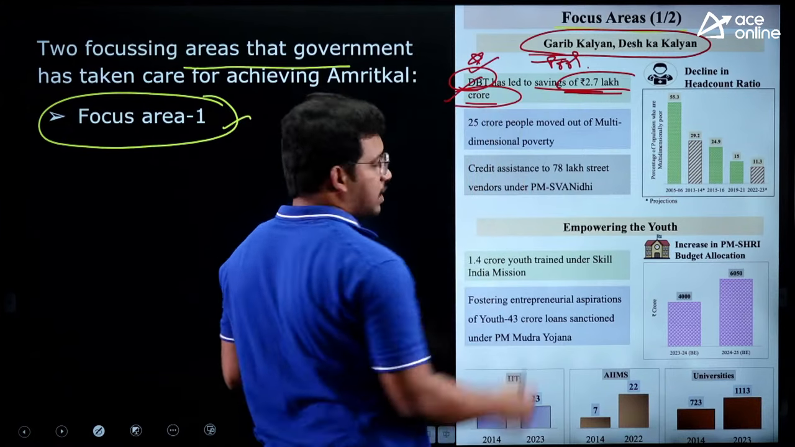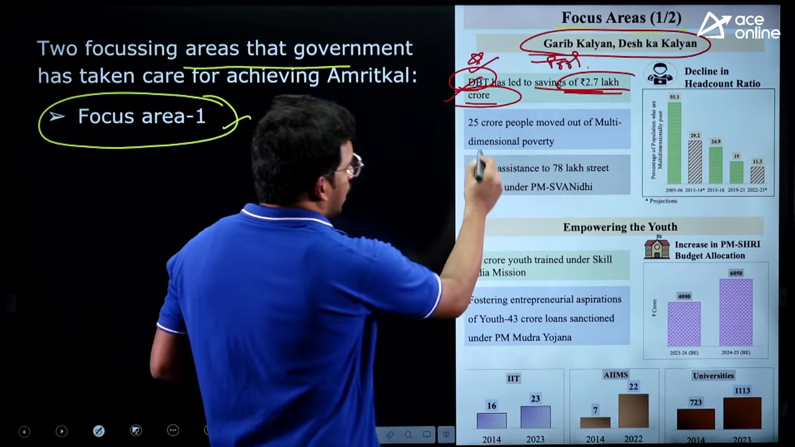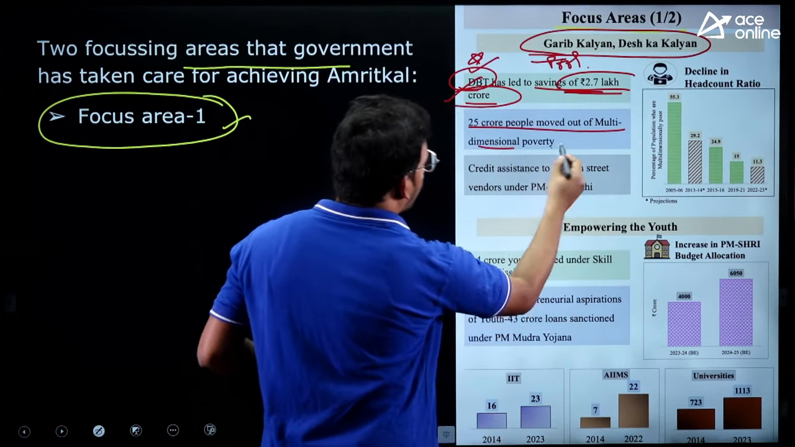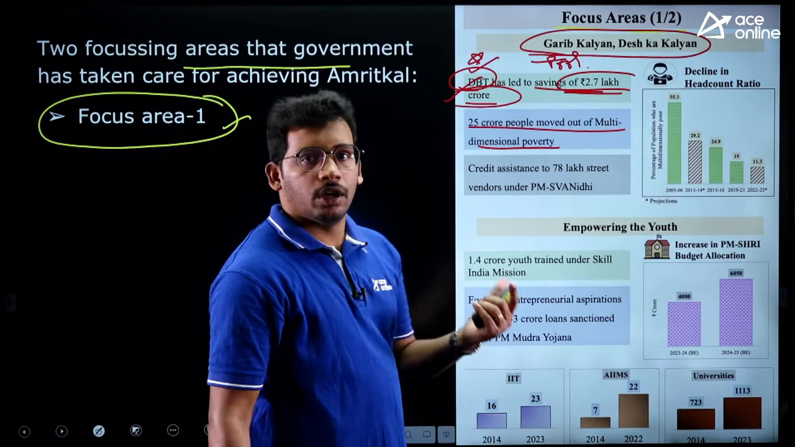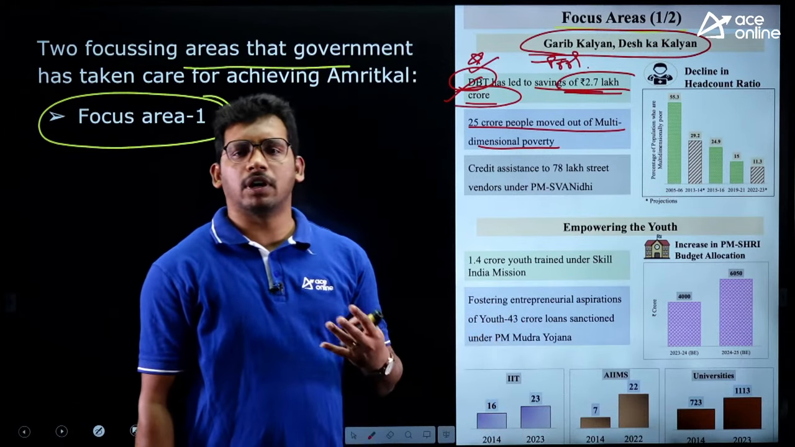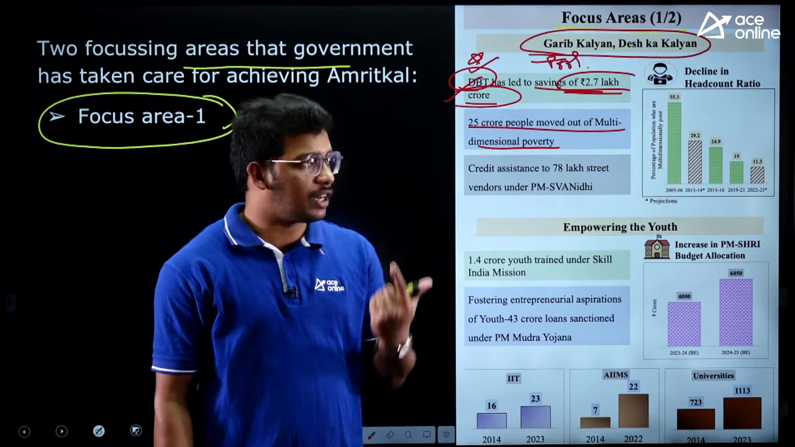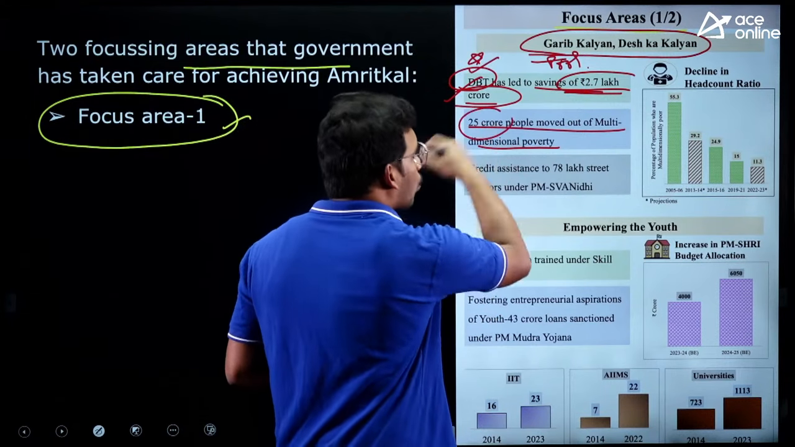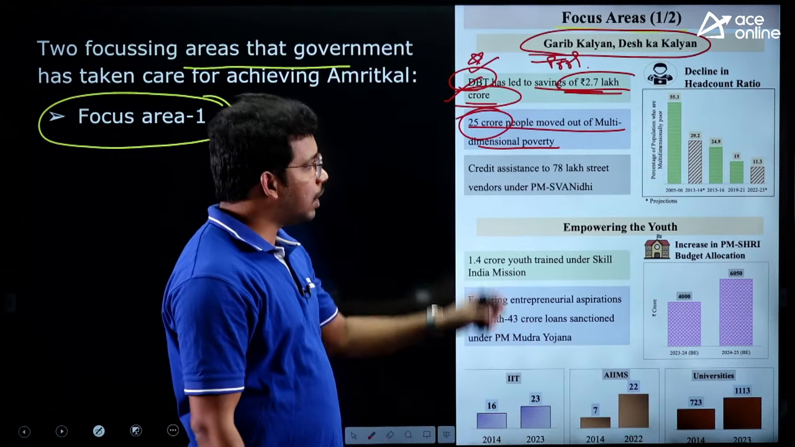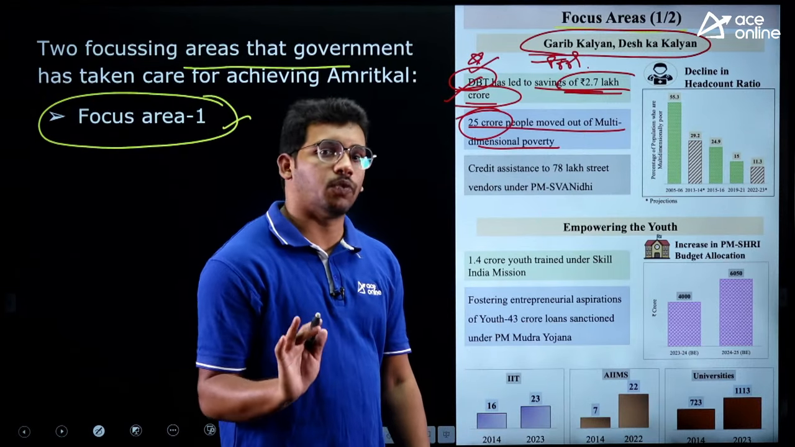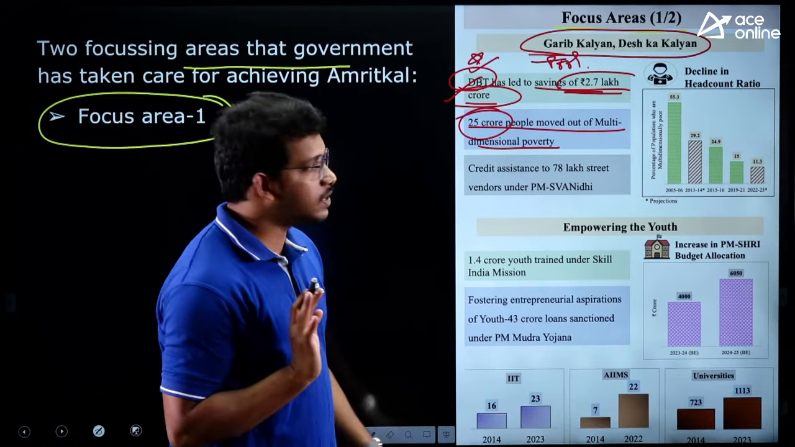So that is the government praising itself. Next is 25 crore people have moved out of multidimensional poverty. Multidimensional poverty means poverty derived not only from economic but also social and other elements. So 25 crore people were removed from multidimensional poverty in the last one decade. That's what the government is telling.